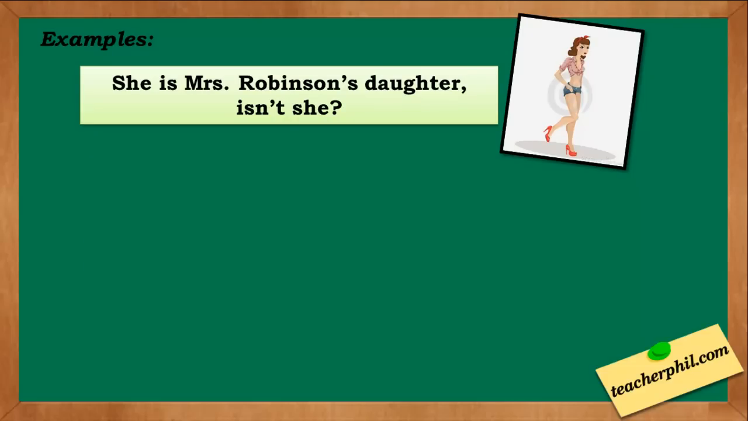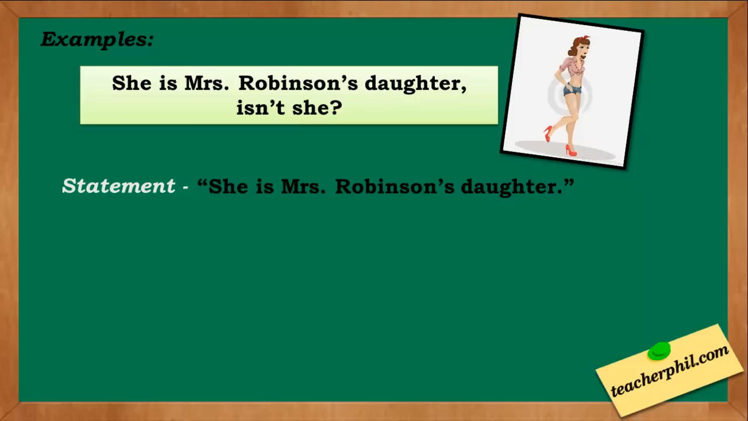The first one, she is Mrs. Robinson's daughter, isn't she? Our statement here is, she is Mrs. Robinson's daughter. Our tag is, isn't she? If you noticed, the statement used the auxiliary verb is. That's why we also used is in our tag. Our statement is in the positive form. Therefore, we need to make a negative tag.